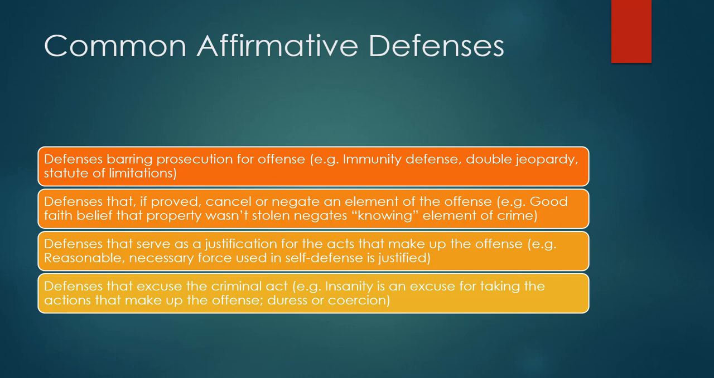Common affirmative defenses. These are defenses that bar prosecution for the offense. Immunity, double jeopardy, statute of limitations. If I can show that these exist, and you notice they have nothing to do with whether I committed a crime or not. The fact that you gave me immunity, the fact that you tried me before, the fact that it's been 10 years since the crime occurred, that has nothing to do with whether I actually committed the crime or not.